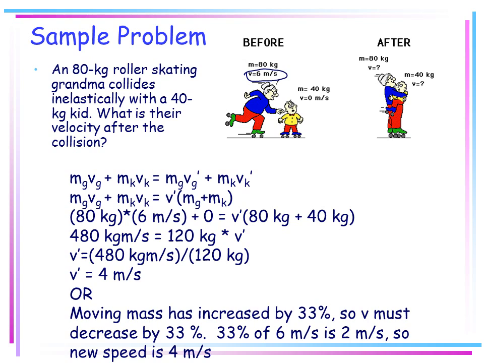So that's an increase of 33%, a 1/3 increase. So after the collision, the velocity must decrease by that amount, by 1/3 or 33%. Since 33% of 6 meters per second, or 1/3 of 6 meters per second, is 2 meters per second, we're going to decrease from 6 meters per second to 4 meters per second. So I can reason it through with kind of a ratio type of approach as well.